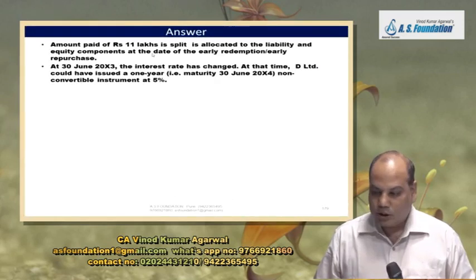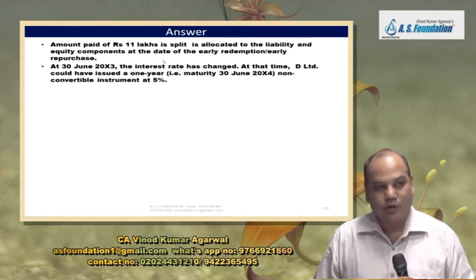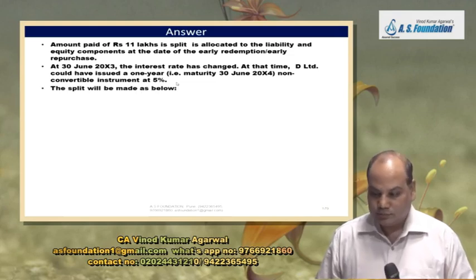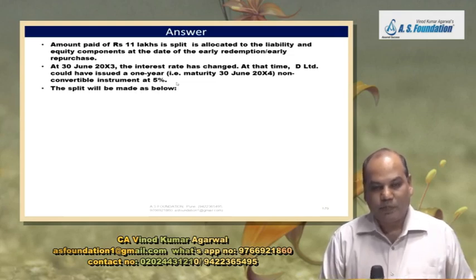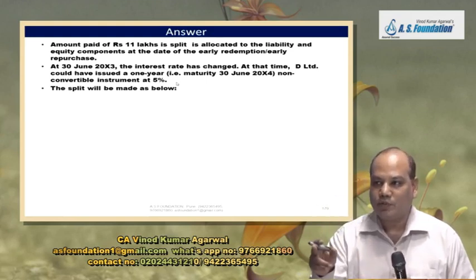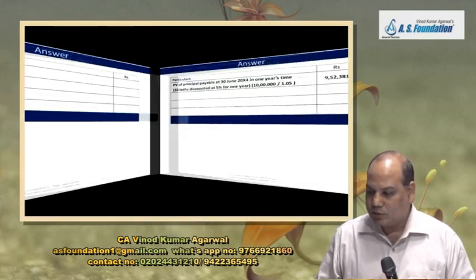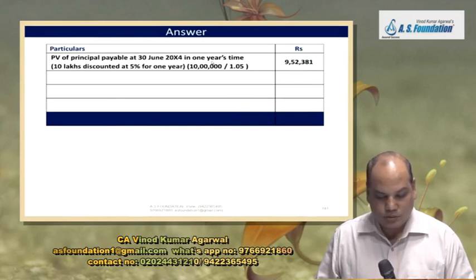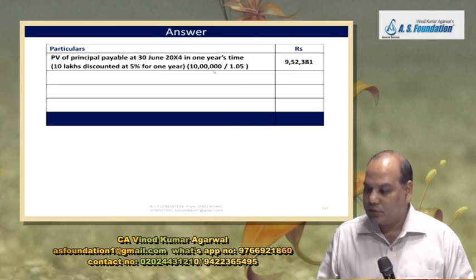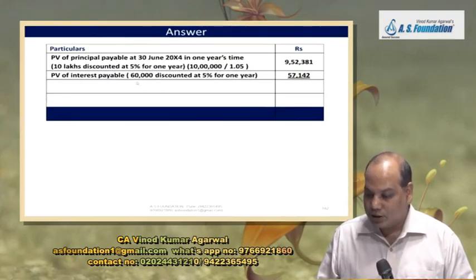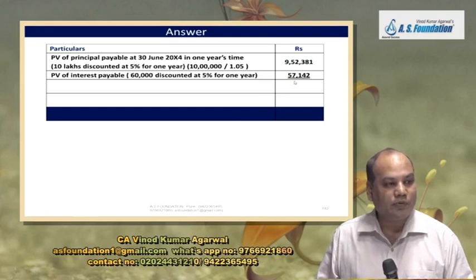First, there is a note. Amount paid, 11 lakh, is split into liability and equity on the date of early redemption. If the market rate of interest has changed, take the revised rate of interest and then calculate the present value of remaining future cash flow at 5% discount rate. Okay, so see the calculation. First, they have calculated in the note the present value of the principal amount, 10 lakh divided by 1.05. Second line, they have calculated the present value of coupon, 60,000 divided by 1.05.